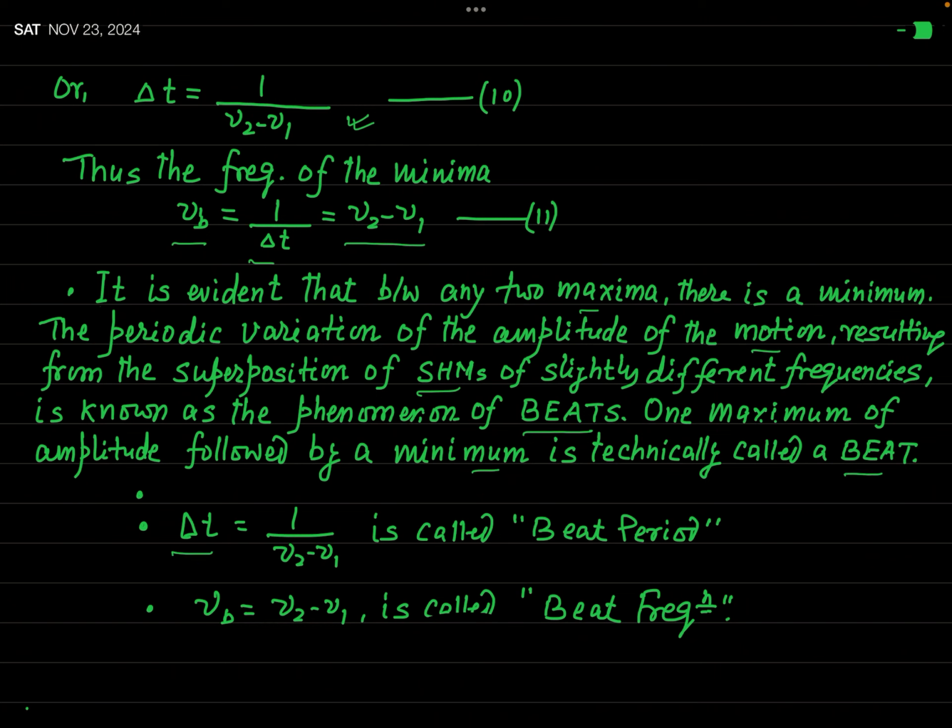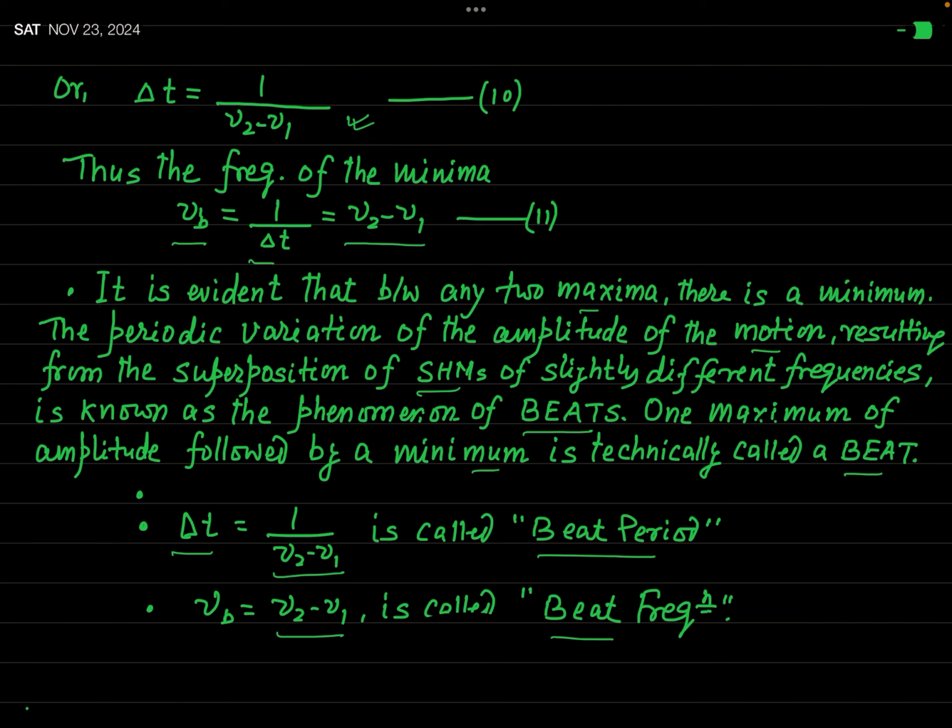Now, this time interval delta t, which is the time interval between successive maxima or successive minima, is actually the reciprocal of the difference of frequencies of the superposing vibrations, and that is called the beat period. And the reciprocal of this beat period, which is nu 2 minus nu 1, is called the beat frequency. Okay, this is called beat frequency.